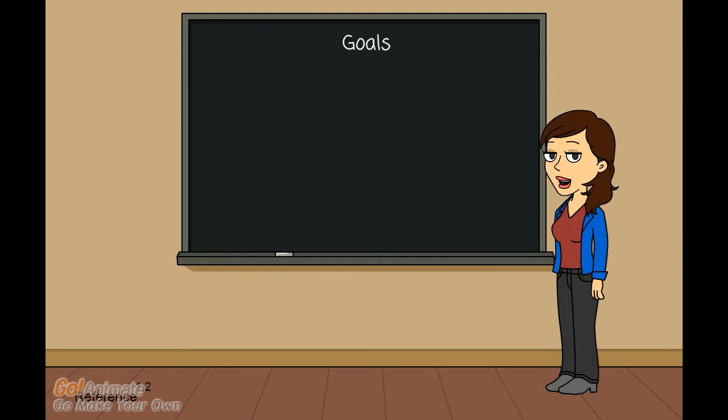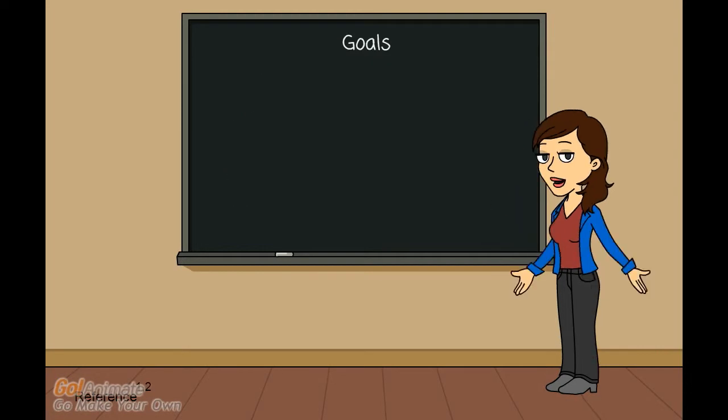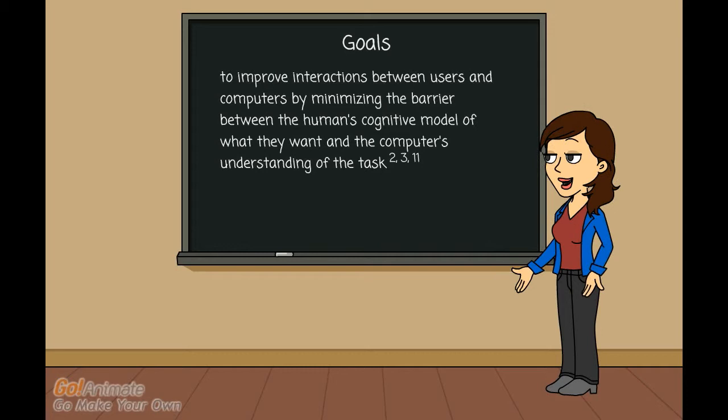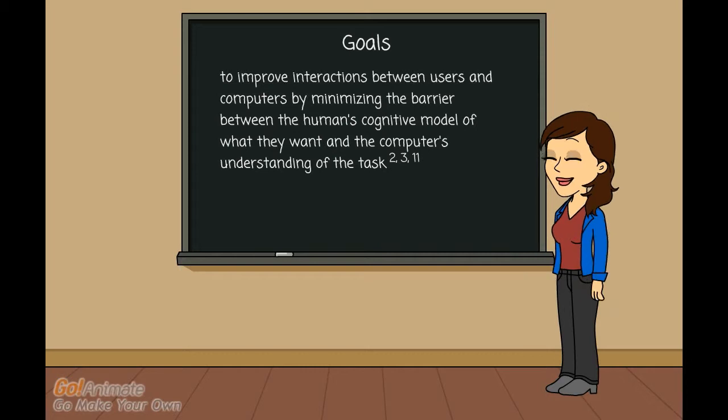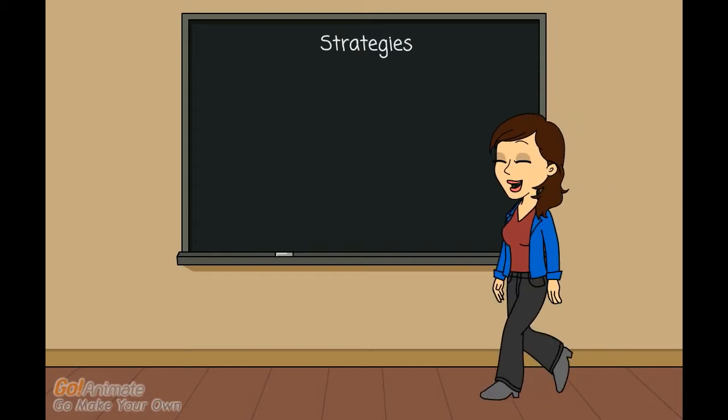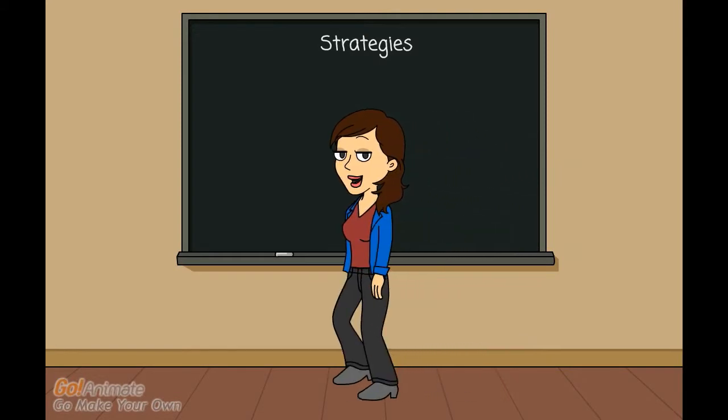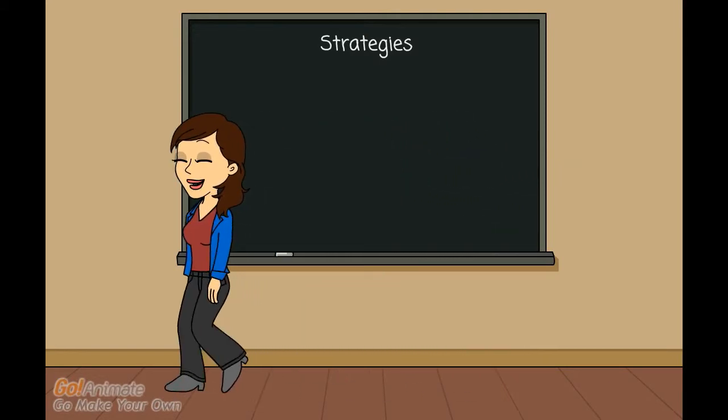The overall goal of HCI is to make computer systems usable. More specifically, HCI seeks to minimize the distance between the humans' and computers' understanding of the task. This is referred to as reducing the design reality gap. Strategies of HCI can be grouped into human, computer and interactive factors.